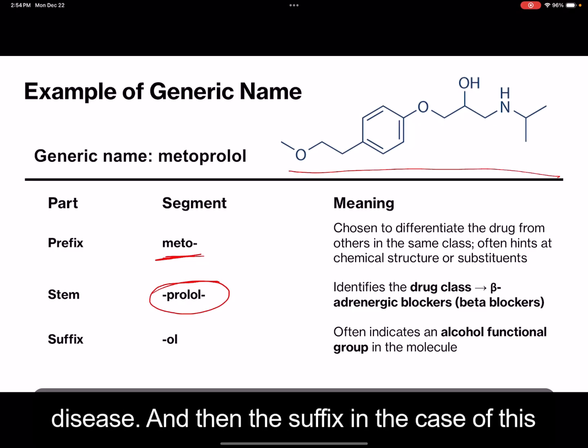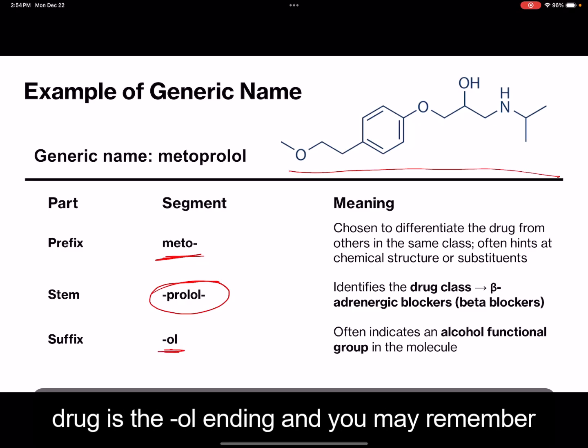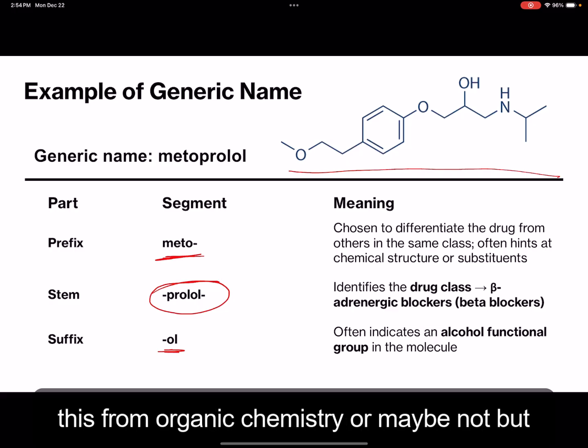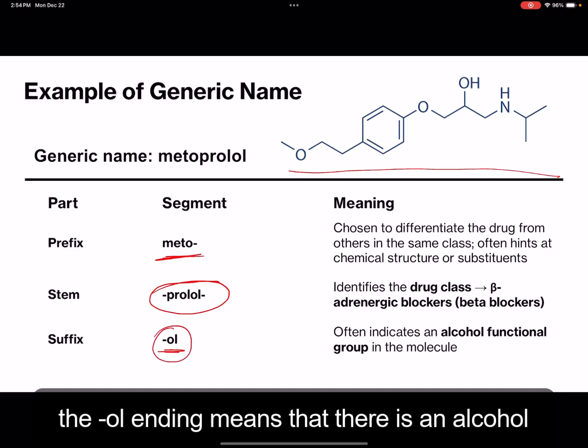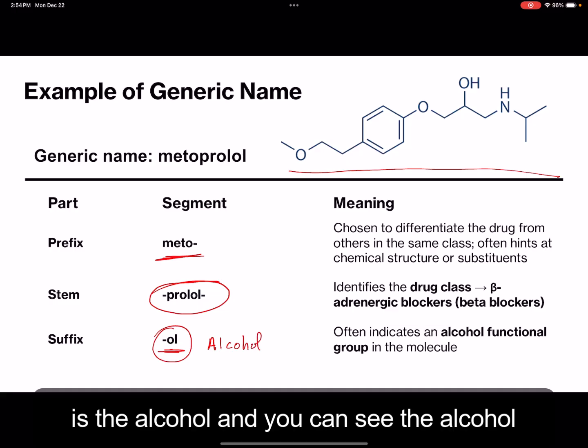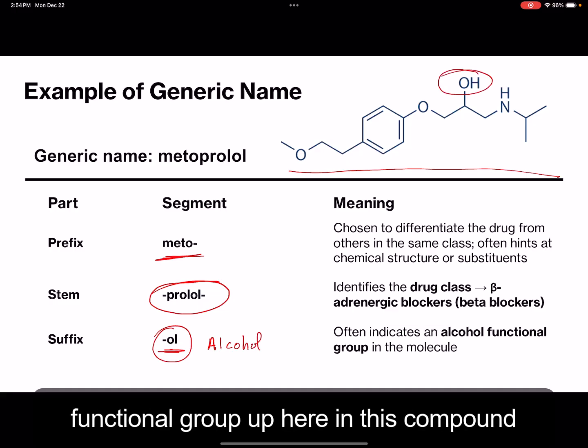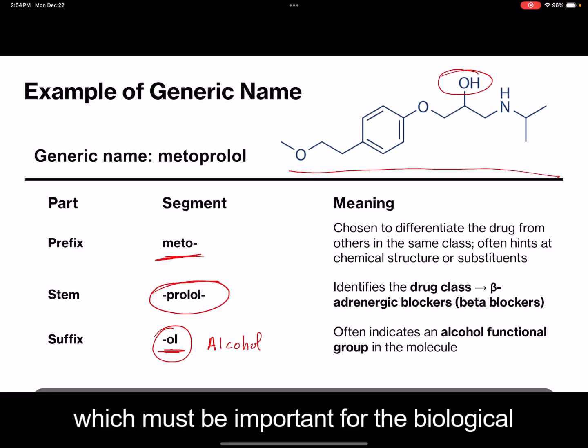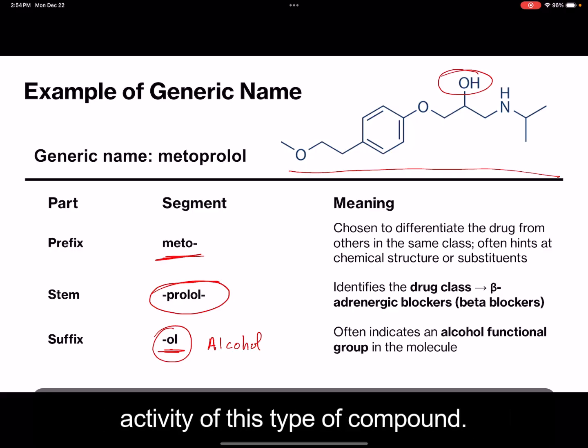And then the suffix in the case of this drug is the OL ending, and you may remember this from organic chemistry or maybe not, but the OL ending means that there is an alcohol functional group in this compound. So this one is the alcohol, and you can see the alcohol functional group up here in this compound, which must be important for the biological activity of this type of compound.